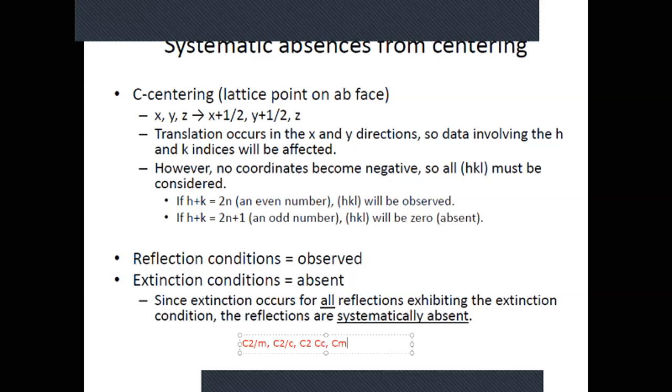And so in the next lecture, we'll be looking at body centering, F centering, and glide planes, and doing some examples of determining space groups based on systematic absences.